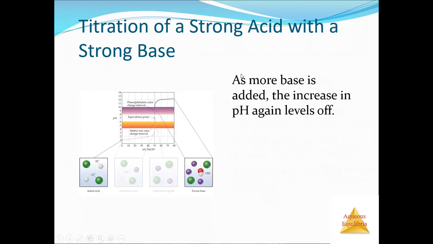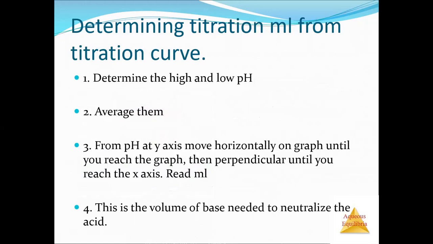So when I'm trying to determine my equivalence point, I'm going to take my high pH and my low pH and average them. That's going to be the pH at my equivalence point. I find it on my y-axis, go over to the graph, drop it down to the x-axis, and read what the milliliters of base are. That's the volume of base that is needed to neutralize the acid.